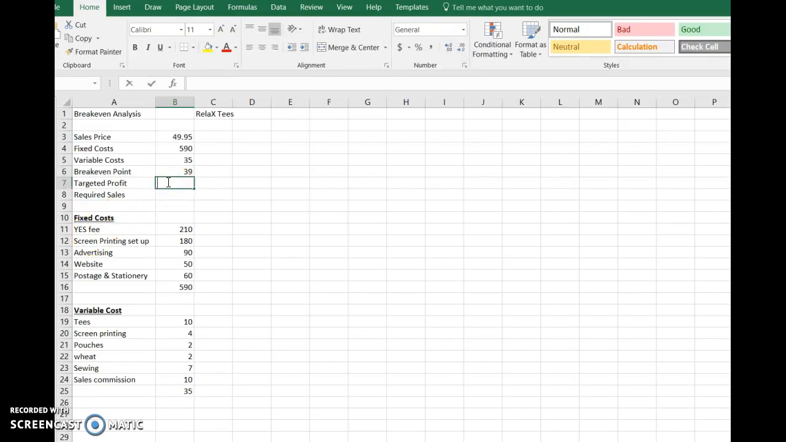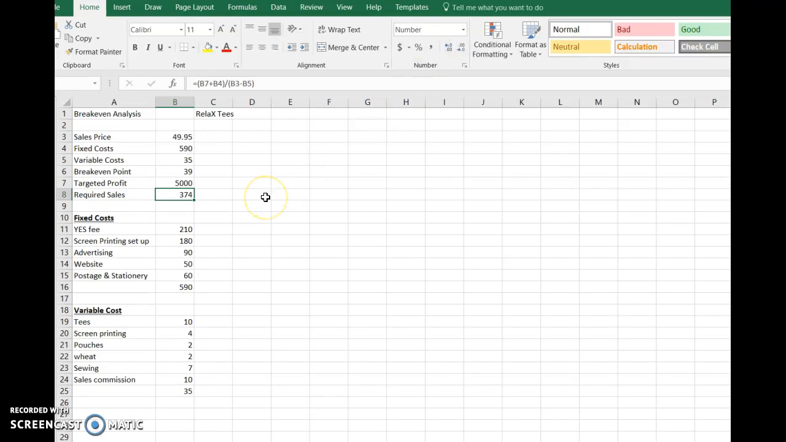Targeted profit, well, my group said they wanted to make 5k in profit. So in order to make 5,000 profit, I'm going to open the brackets, equals your targeted profit plus your fixed cost, divided by your contribution margin. Remember, that's your sales price minus your variable costs. And to make a profit of 5,000, we'd need to sell 574.